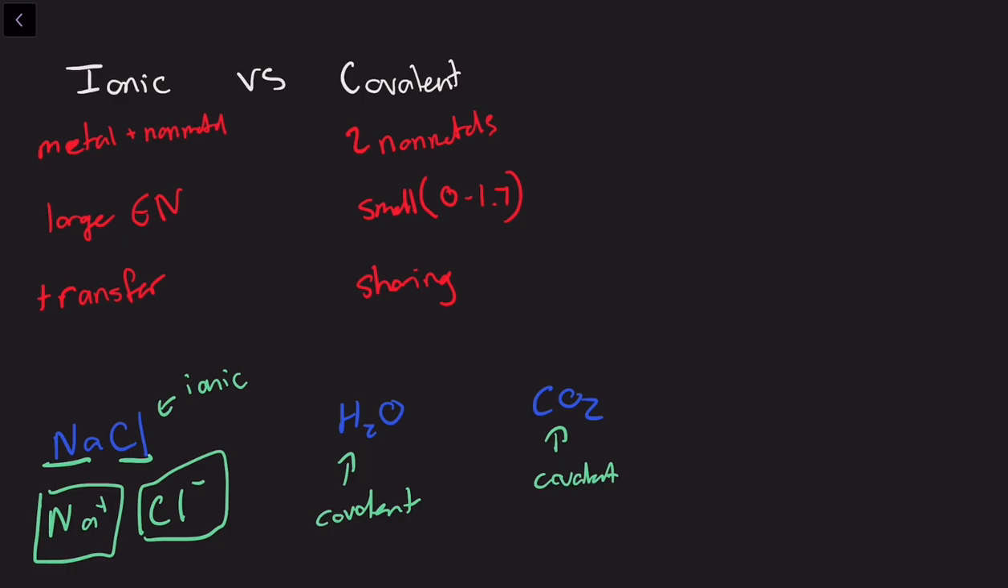What about, on the top, magnesium chloride, MgCl? Well, magnesium is a metal, and chlorine is a non-metal. So this is going to be ionic.